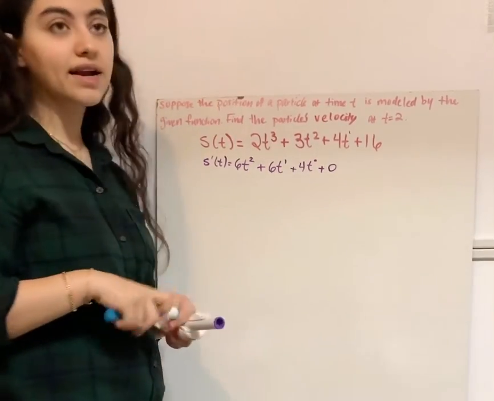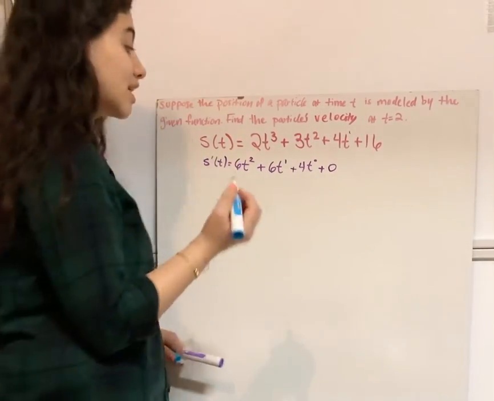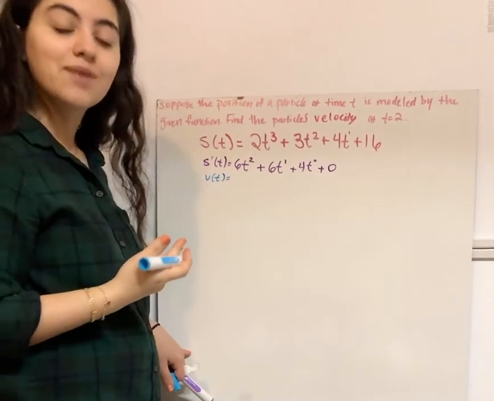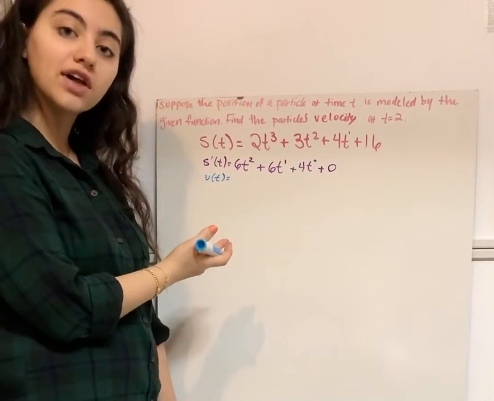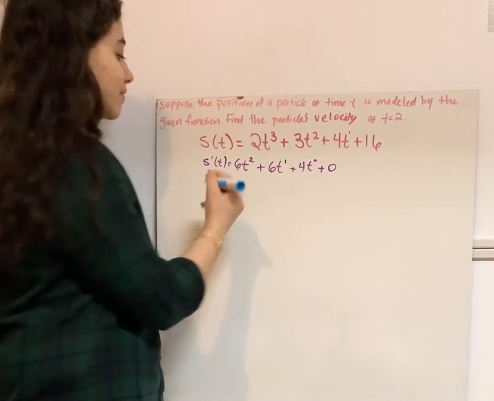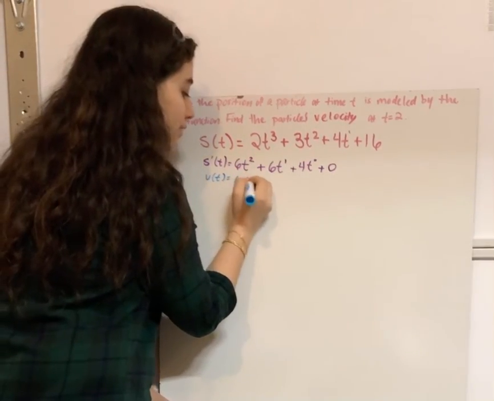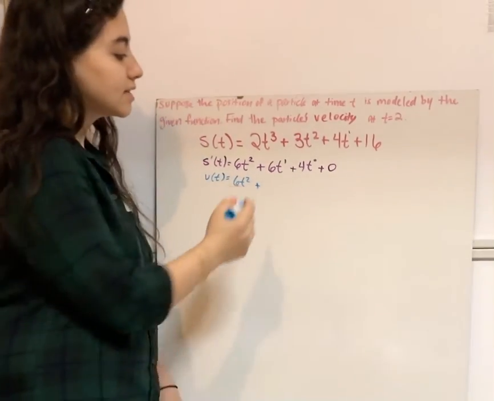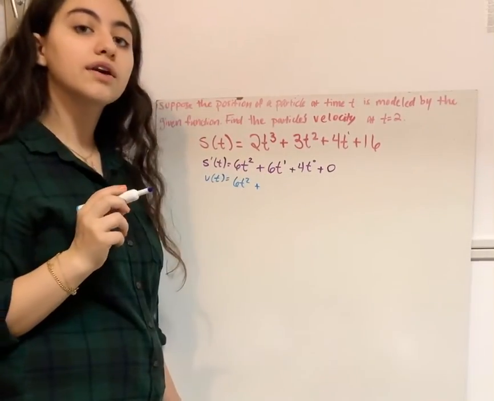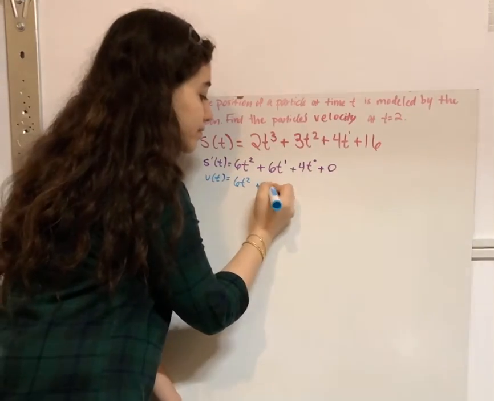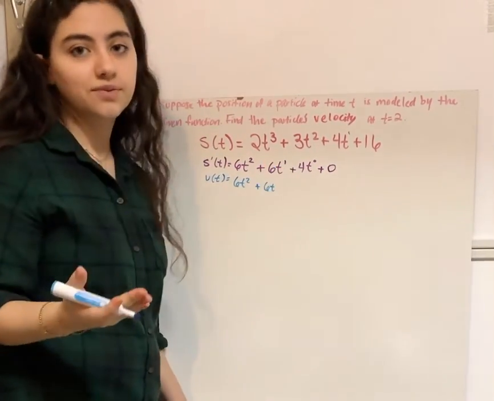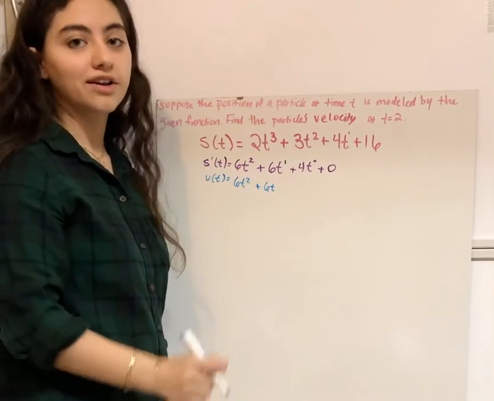Instead of writing s prime of t, we can actually write v of t, because in this case, we've just found the velocity using derivatives. We write 6t squared just like it is, but instead of writing 6t to the power of 1, we'll just write 6t, because the 1 doesn't really give us any value. We already know it's there.